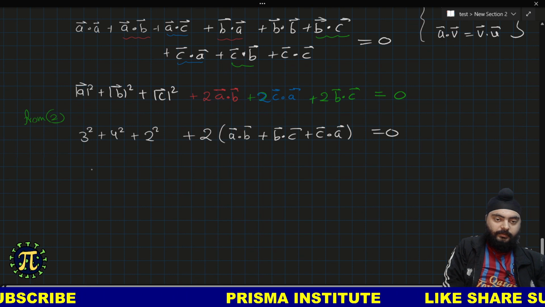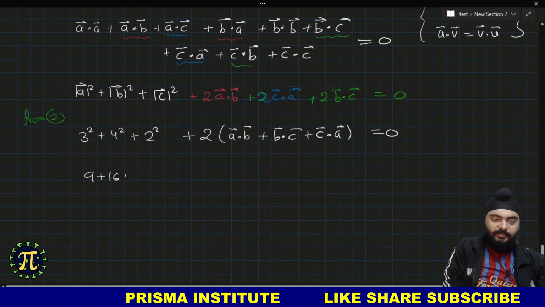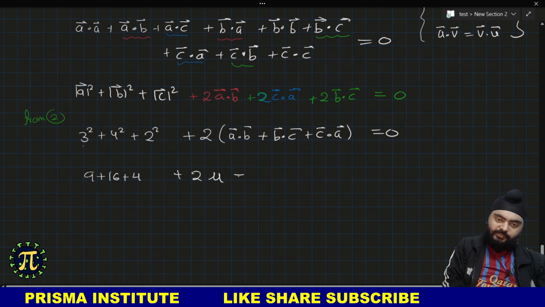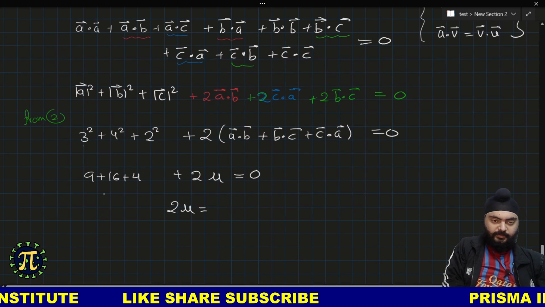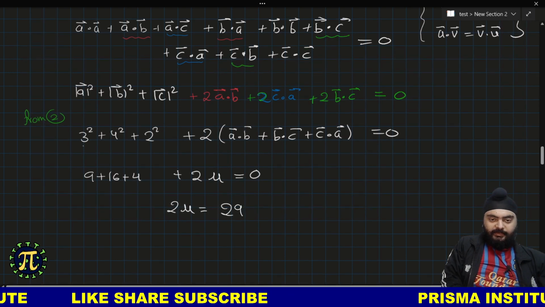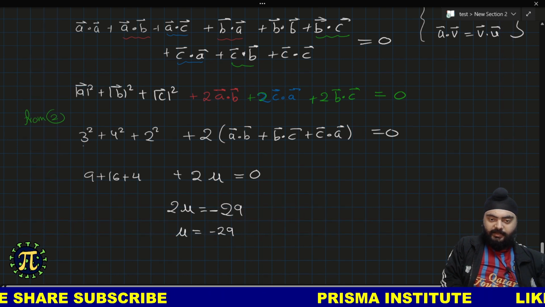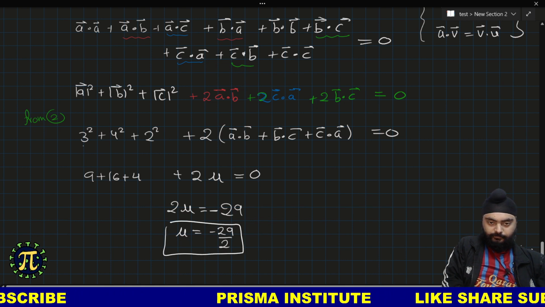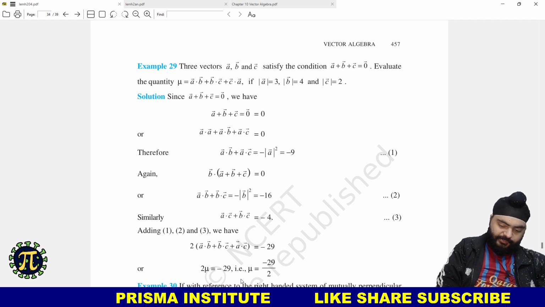So this is 9 plus 16 plus 4 plus twice of mu, this is some number, equals 0. So 2 mu is minus 29 and the value of mu is coming out as minus 29 divided by 2. Let's check the answer from the NCERT. So mu is minus 29 by 2.